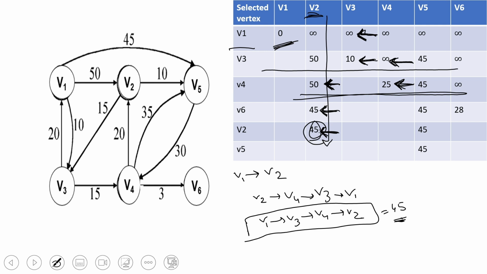V1 to V3, what is that? 10, plus V3 to V4, it's 15, plus V4 to V5, it's 20. How much is the total? 20, 30, 45. Are these two equal? So it's true. I hope you understand this problem.